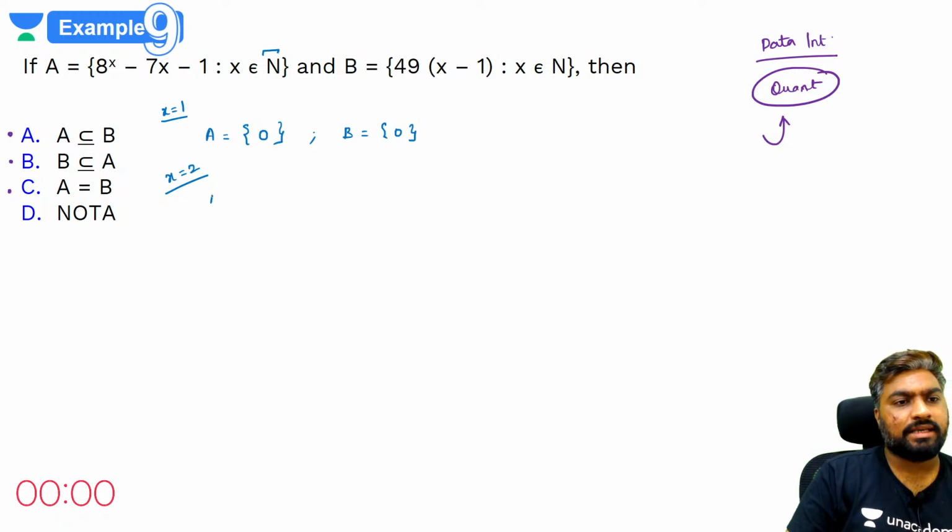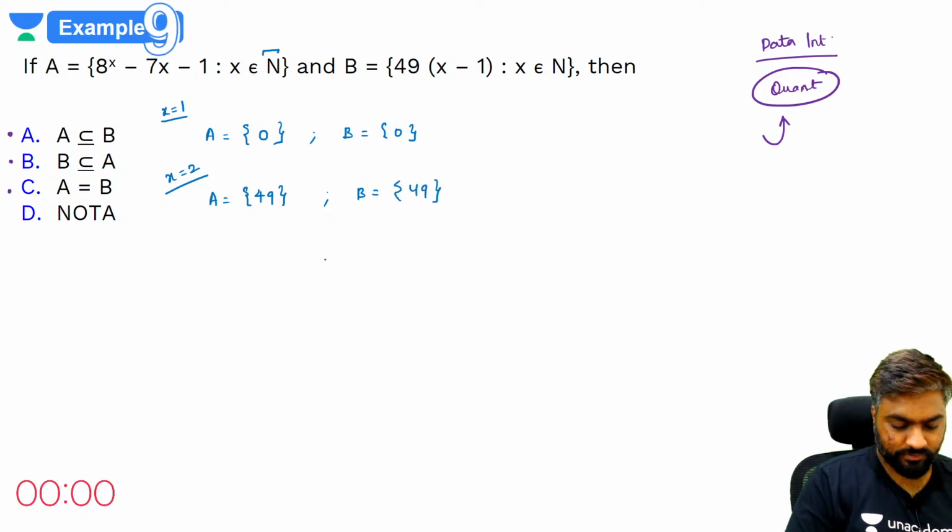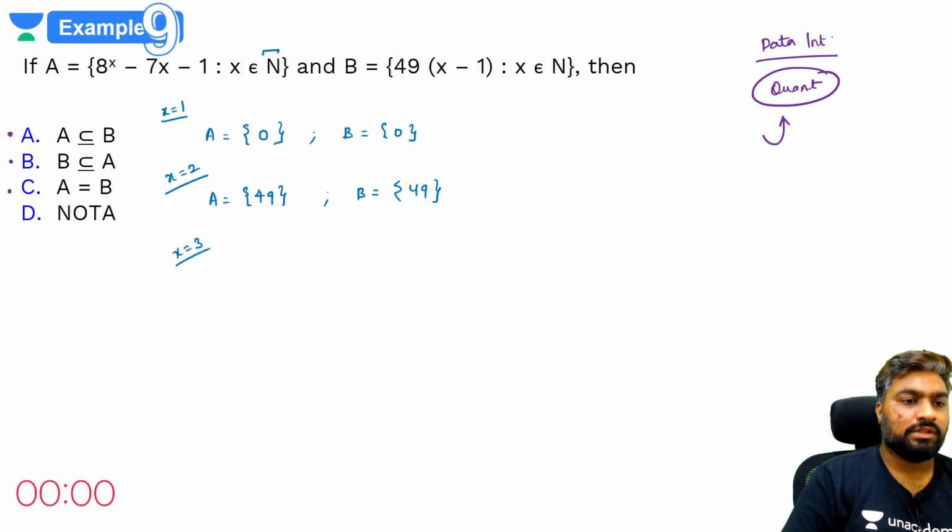If I try x equal to 2, what will happen? We will have 64 minus 14 minus 1. 64 minus 15 is 49. B is also 49. Beautiful. So far so good. Yes. Let's try with x equal to 3 now.